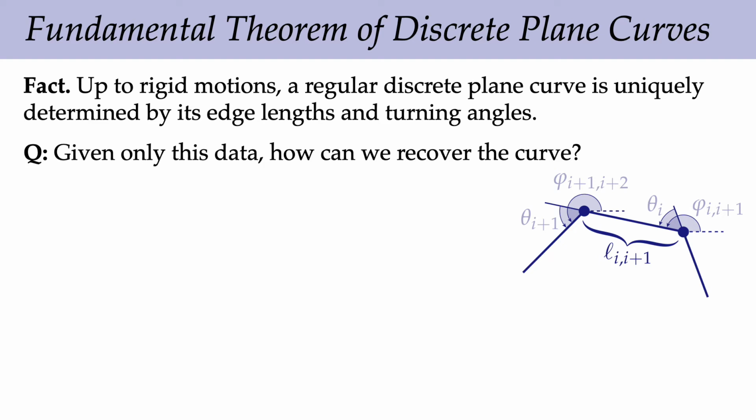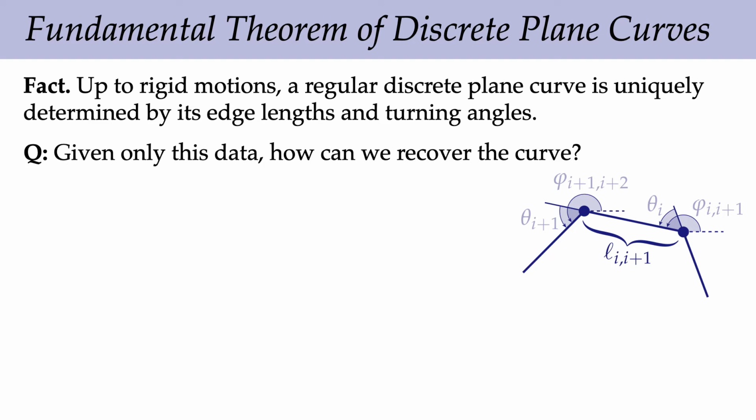Okay, well, hopefully this is pretty intuitive, right? I could put my pen down, I could move it the distance of the first edge, then I could rotate the direction by the first angle, move the pen by the length of the second edge, and so forth.